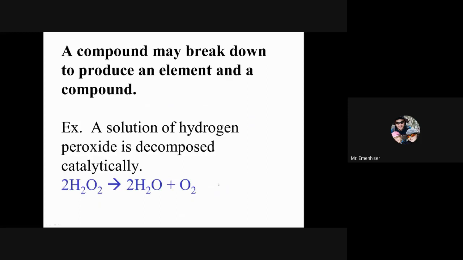A compound may break down to produce an element and a compound. So if you take hydrogen peroxide and you add, I'm trying to remember what you need to add to this. This is called the genie in the bottle reaction. Maybe manganese dioxide as a catalyst. You take a bottle of H2O2, you add this to it, and then you get a lot of smoke. It's called the genie in the bottle because it makes a bunch of smoke come out of the bottle. So it's broken down into water and oxygen as an element, so as a gas. So that makes a lot of steam.